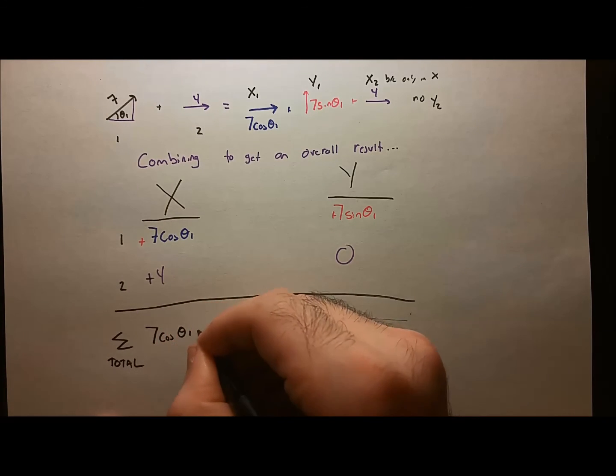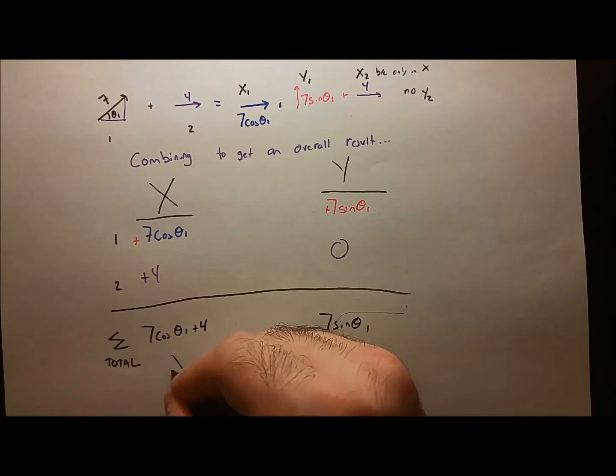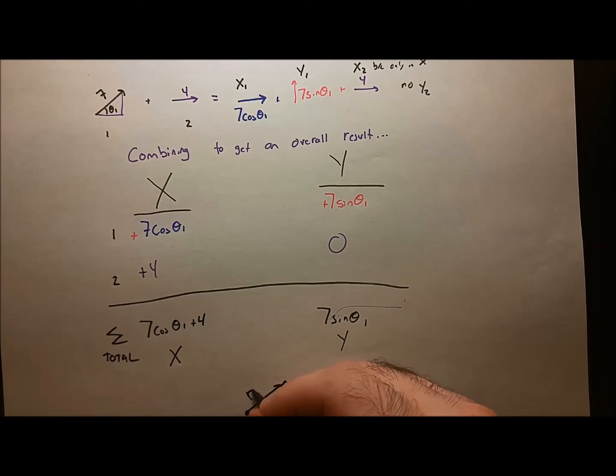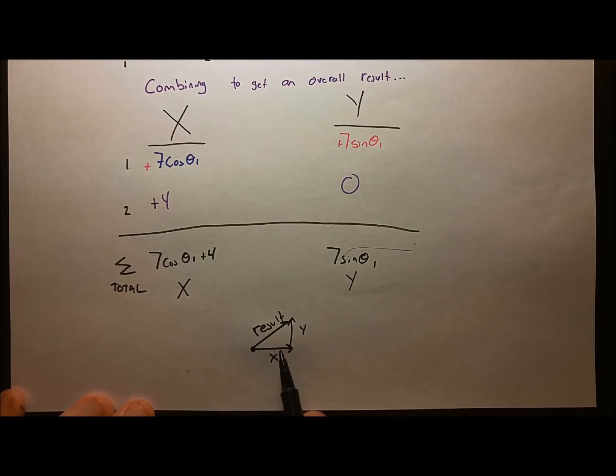So now I add them up. 7 cosine theta 1 plus 4, and 7 sine theta 1. Those are my x and y parts, and if I create a right triangle with those in it, I can get the resultant and how many steps it is, using x is that and y is that.